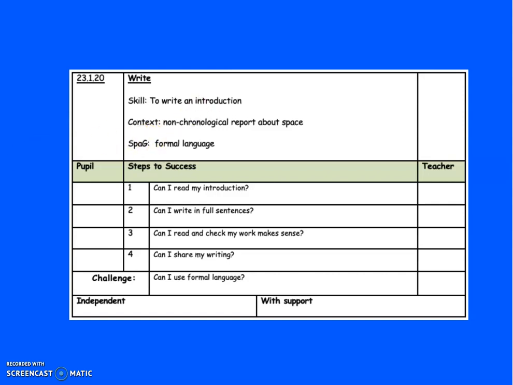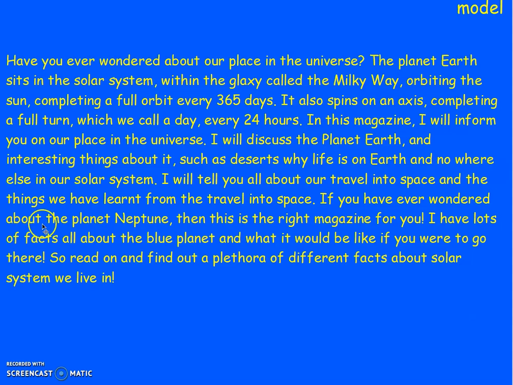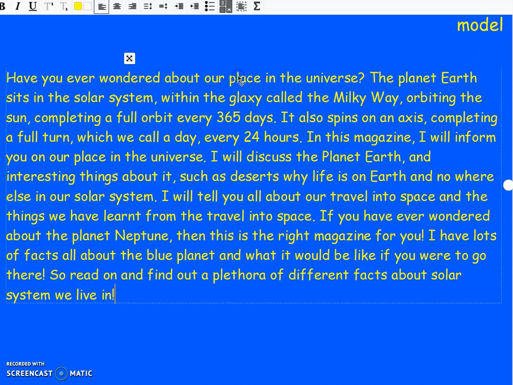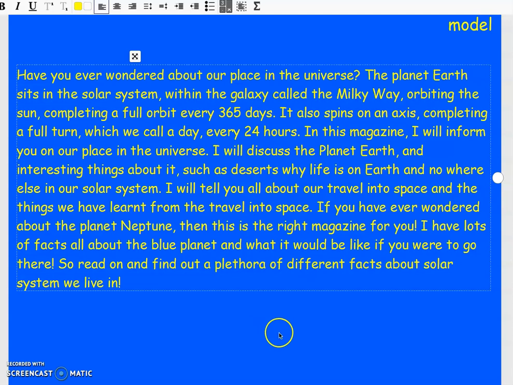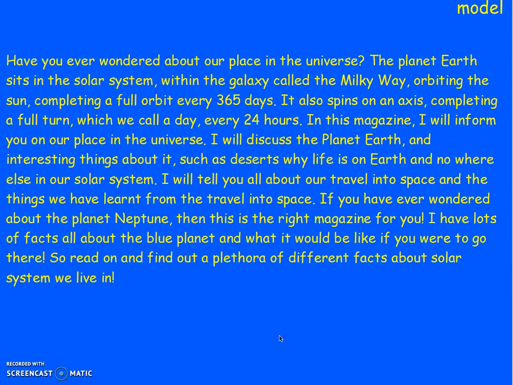So, this is my example. I'm hoping you've taken a picture of your plan, just so you can go through it. Talk about it. It's really important to keep all the stuff like that, which you should have checked for on the blog. So, have you ever wondered about our place in the universe? The planet Earth sits in the solar system, within the galaxy called the Milky Way, orbiting the Sun, completing a full orbit every 365 days. It also spins on an axis, completing a full turn, which we call a day, every 24 hours.